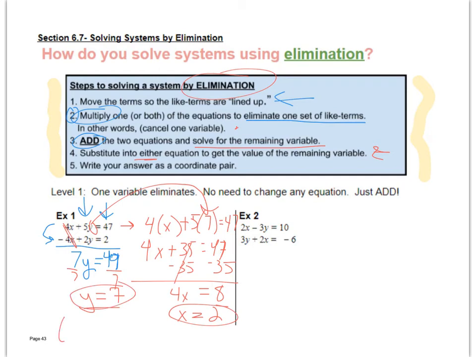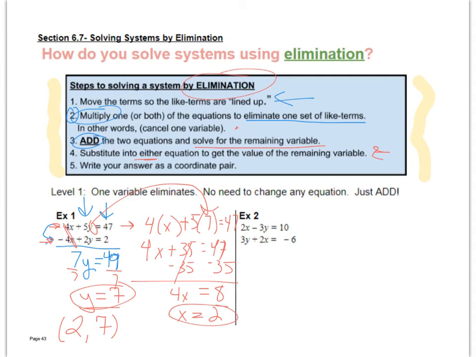Now remember, in a system, we get two answers, one for x and one for y, and we put those answers in a coordinate pair. That would be the point where those two lines, if you drew them on a graph, would cross, and if you substitute back into both equations, it would work in both. You can always check your answer by substituting it in both equations. Before you're done, you should know if your answer is correct or not.